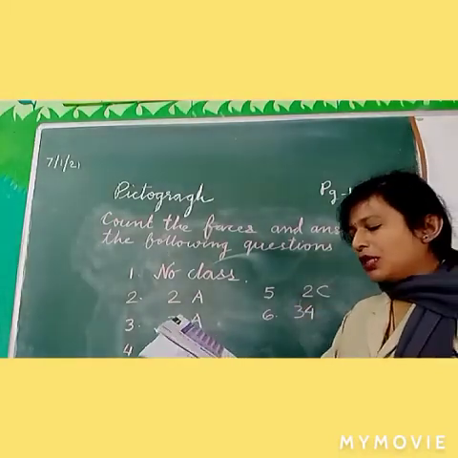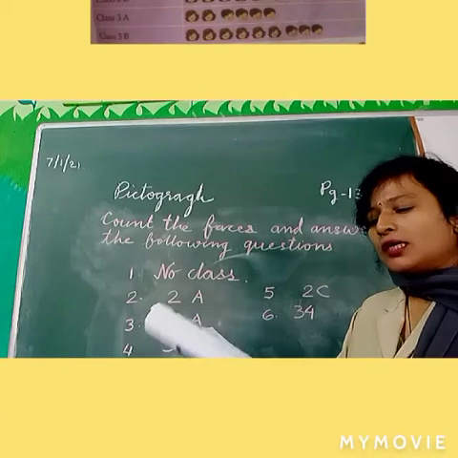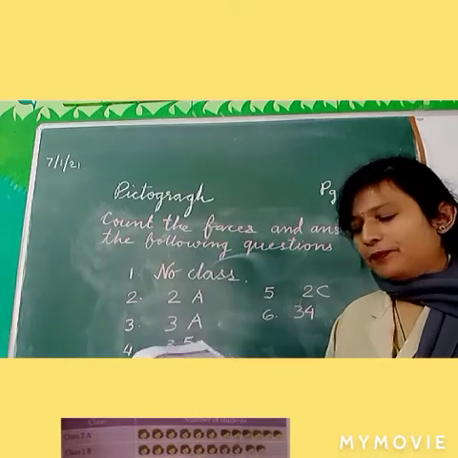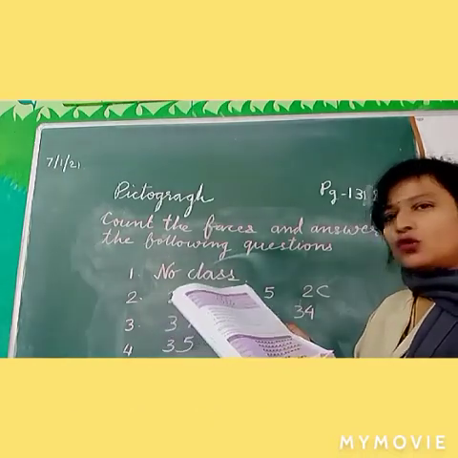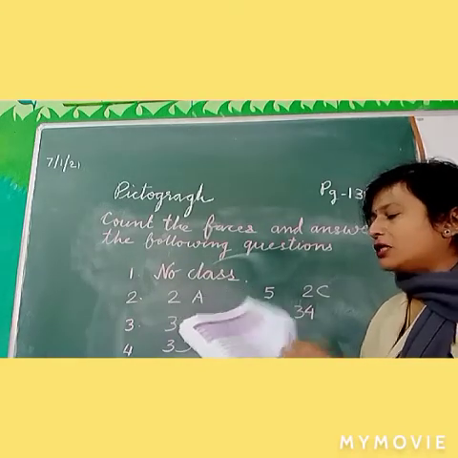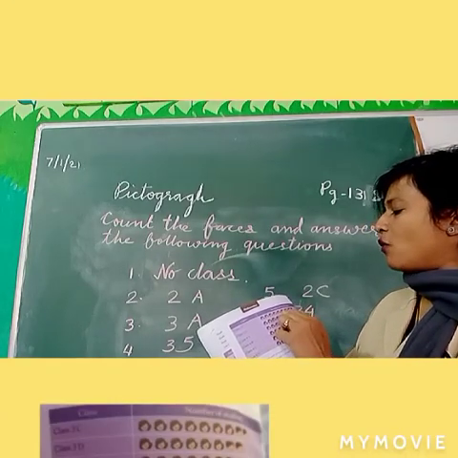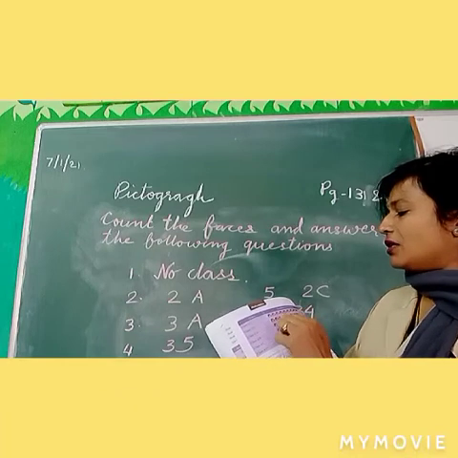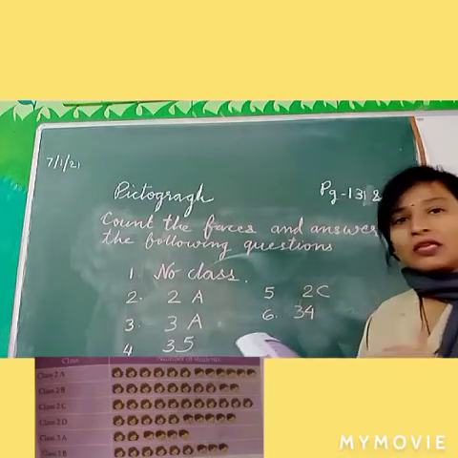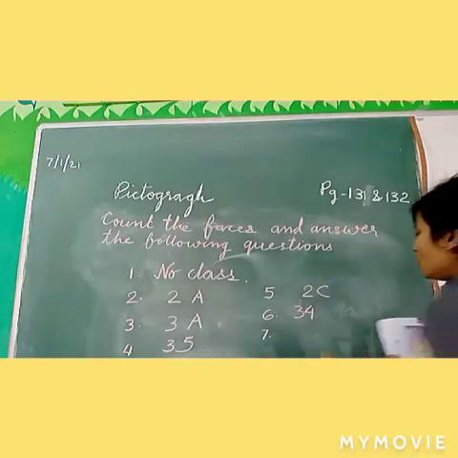Now let's come to the seventh question. How many girls are participating in 3? So you have to count all the girls who are in 3rd A, 3rd B, 3rd C and 3rd D. Let's count. 1, 2, 3, 4, 5, 6, 7, 8, 9, 10, 11, 12, 13, 14, 15, 16, 17, 18, 19, 20, 21. You can also count and see whether I am correct or not. So, the answer of the 7th question is 21.